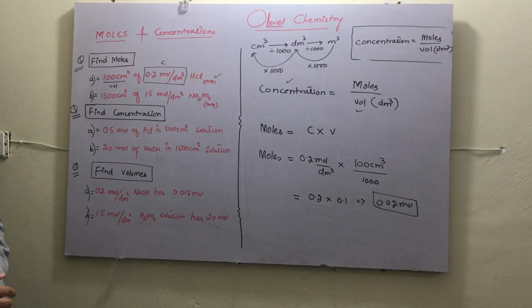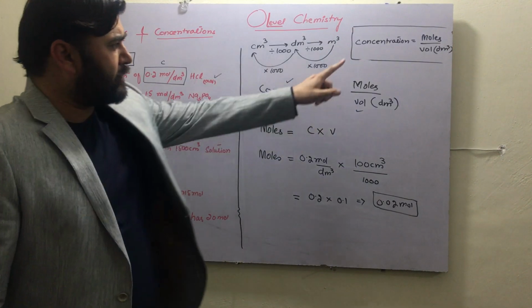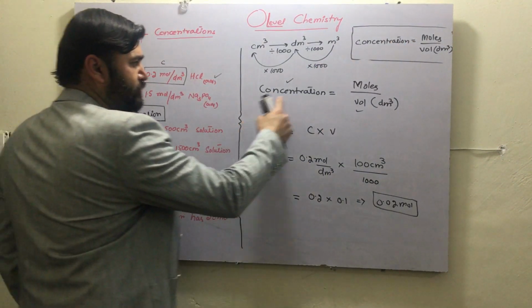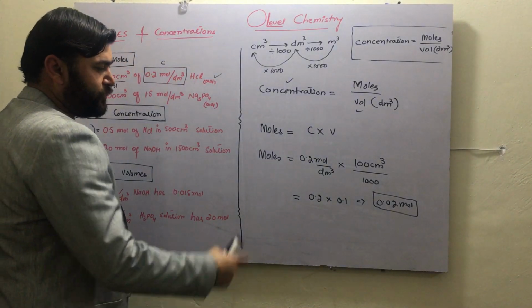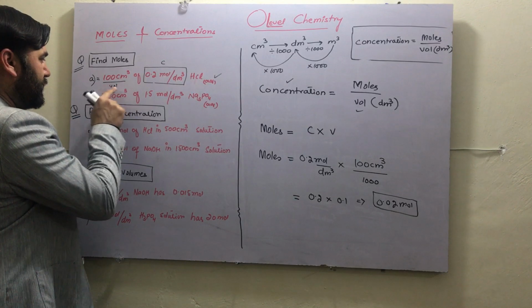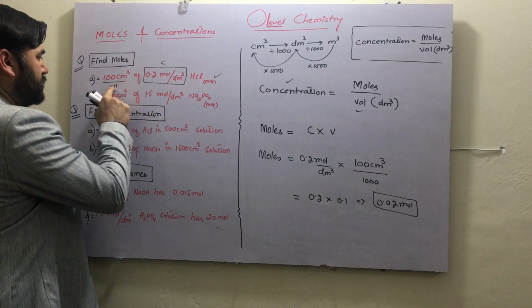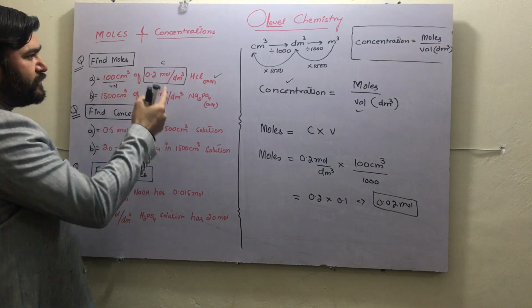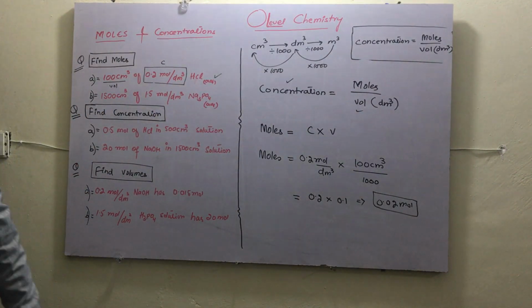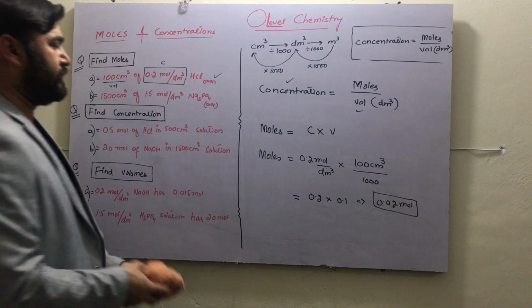I hope you understand. Concentration is mole per volume in dm³. The concentration formula is the same. So you need to figure out how to find the volume and concentration in the question. You will underline the volume and this is the concentration. These two things are given, so you can easily find the moles. In the same way, another question is also very easy. Let me erase it.